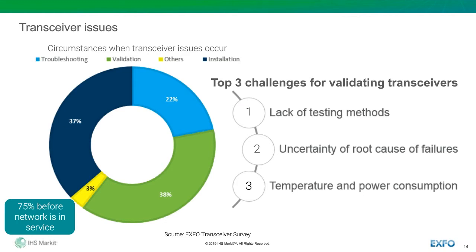So when we surveyed our data center customers on the circumstances of the failures, the results really show that most of these failures occur before the actual network is in service. Typically the transceivers fail during the installation or validation phase, and only part of the failures are due to degradation over time or found in the troubleshooting phase. With the sheer number of transceivers being installed in data centers, this really poses a significant challenge for the data center operators.